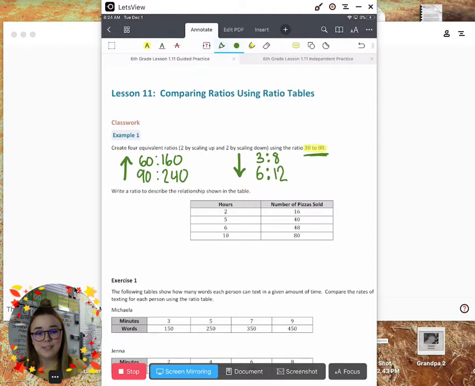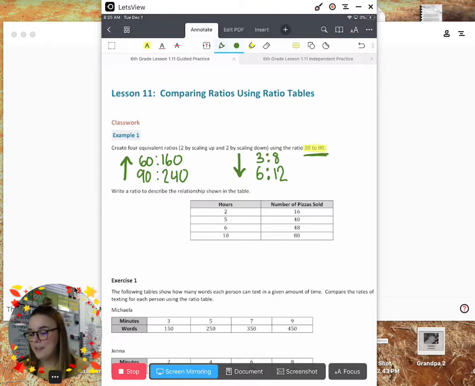Okay, all we did to scale up was we multiplied our ratio by 2, by 3, by 4, by whatever number, as long as it's getting bigger. And to scale down, we divided by 10, divided by 2, divided by different numbers to make our ratio smaller.